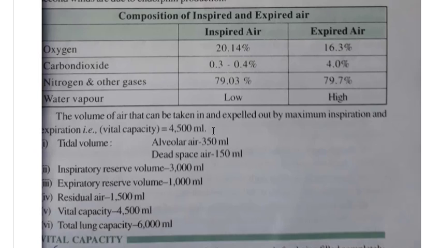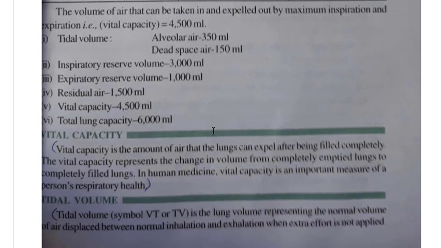Tidal volume, alveolar air 350 ml, dead space air 150 ml, inspiratory reserve volume is about 3000 ml, expiratory reserve volume is about 1000 ml, residual air is 1500 ml, vital capacity 4500 ml, total lung capacity is about 6000 ml. Vital capacity is the amount of air that the lung can expel after being filled completely. The vital capacity represents the change in the volume from completely expired lung to completely filled lung.